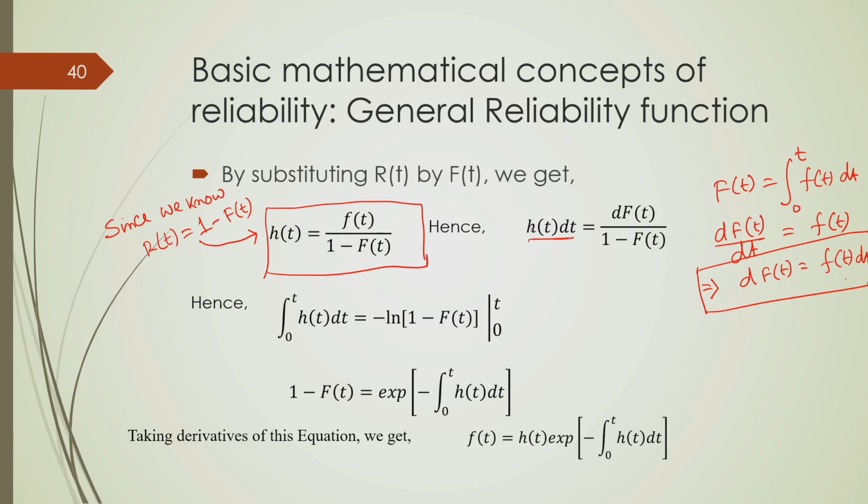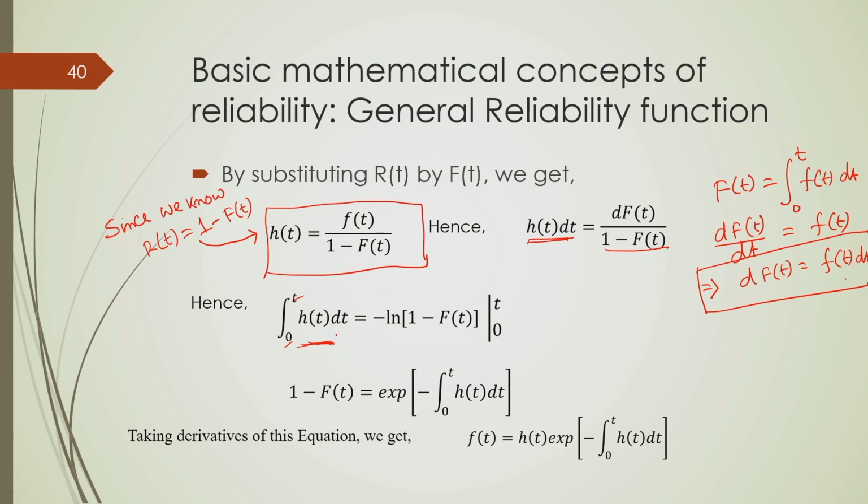So, the left hand side represents h(t) dt, and the right hand side is dF(t) divided by 1 minus F(t). Now, we will integrate both sides over an interval of 0 to t. If we integrate h(t), the instantaneous failure rate, from 0 to t, we get the accumulation of all the instantaneous failure rates over the time span 0 to t. So, this is represented on the left hand side.